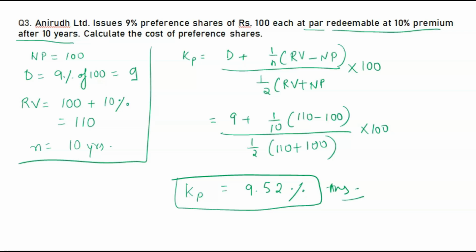Cost of debt and cost of preference share, both the methods are the same. Okay, so the only difference is this dividend. In the cost of debt, we'll take interest. In the cost of preference shares, we'll take dividend. And the questions also, I think you can identify now. In the redeemable question, time duration will be given and they will give the redeemable value also. But in the irredeemable question, they will not give any time period as well as redeemable value. So this is all about cost of preference shares.